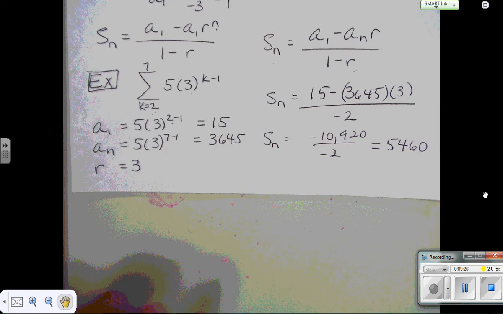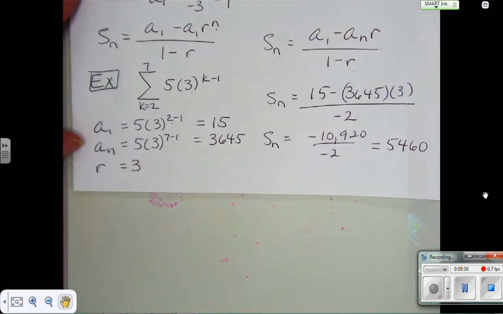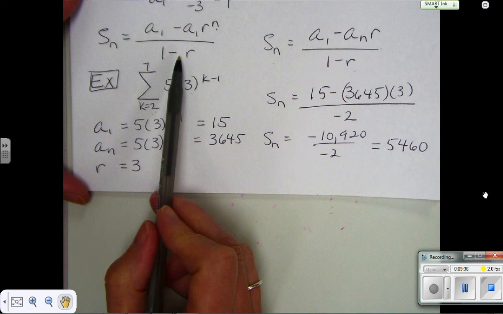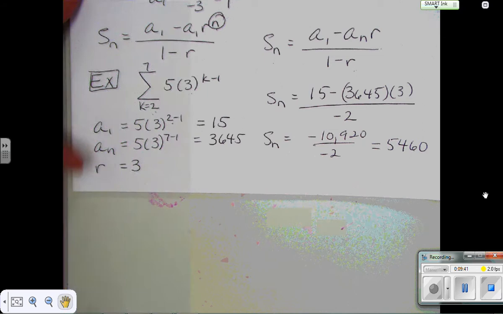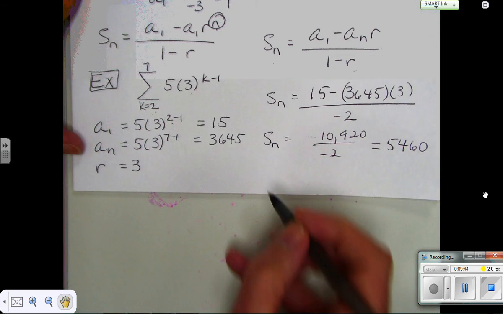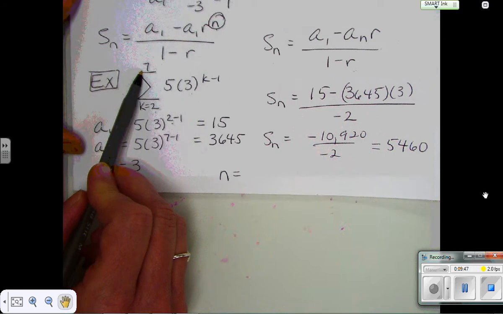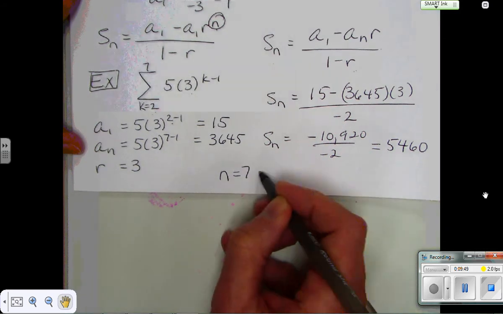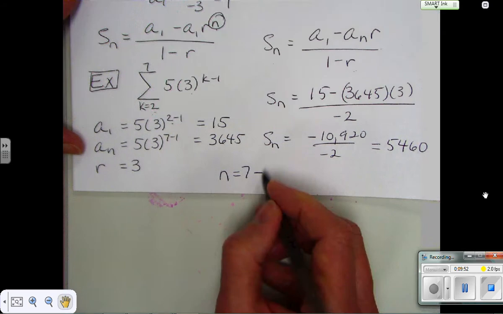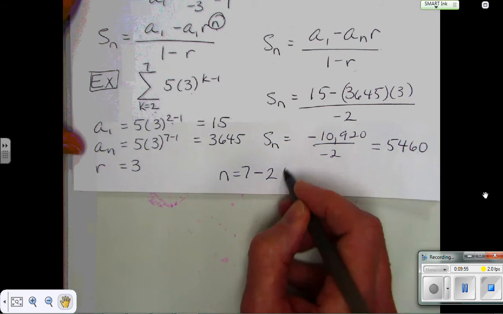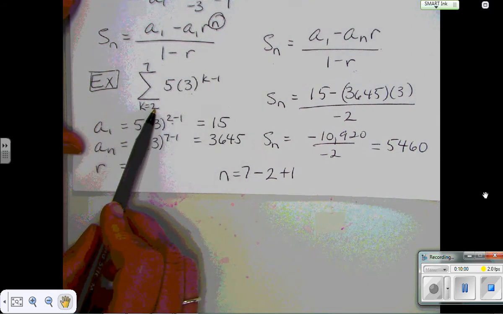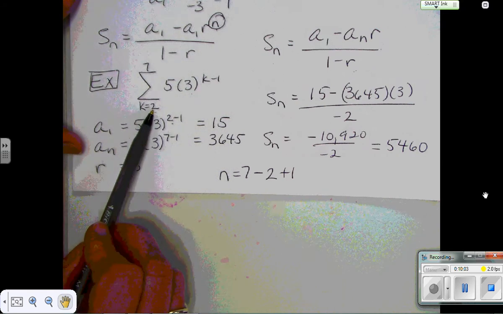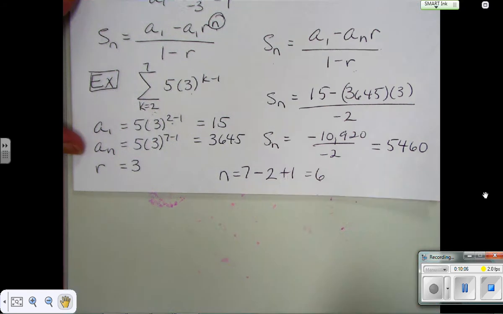Okay, let me tell you one last thing, and we're going to do the next example. You guys need to listen. If I wanted to use the first equation, and so I needed to figure out what n is going to be, the way you solve for n is you take the top number, which in this case is 7, subtract the bottom number, which is 2, and then add 1 back. You always have to add 1 back, so you'll be counting that bottom number. So top minus bottom, and then add 1 back. So your n here would be 6.